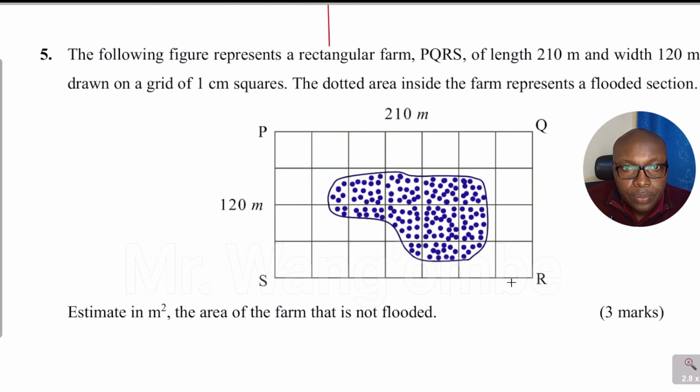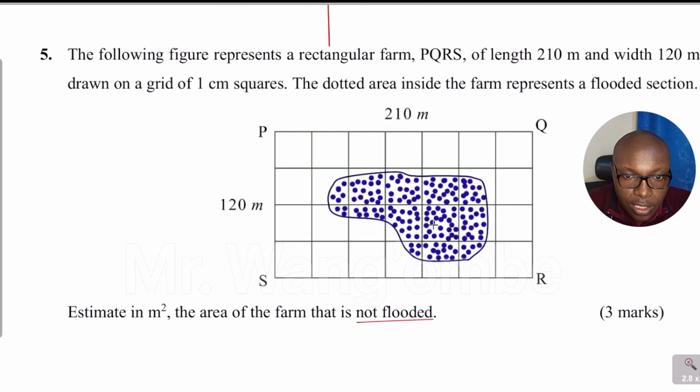Question 5 is here. The following figure represents a rectangular farm, PQRS, of length 210 meters and width 120 meters, drawn on a grid of 1 centimeter squares. The dotted area inside the farm represents a flooded section. So the diagram is there. Estimate in meters squared the area of the farm that is not flooded. The one that is dotted is flooded, so the one that is required is the one that is not dotted.